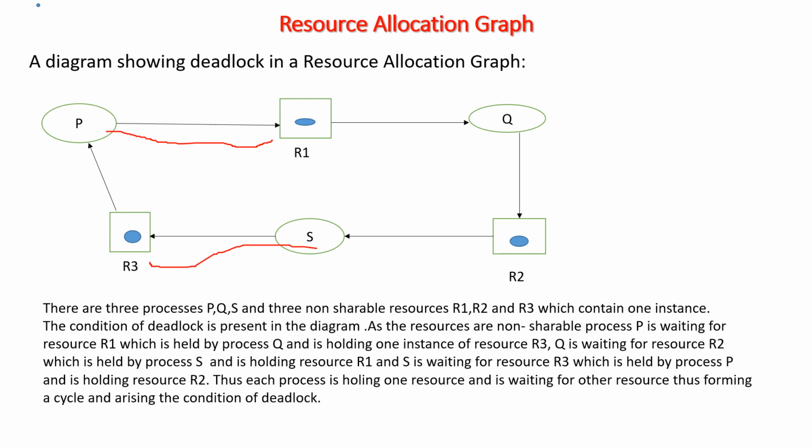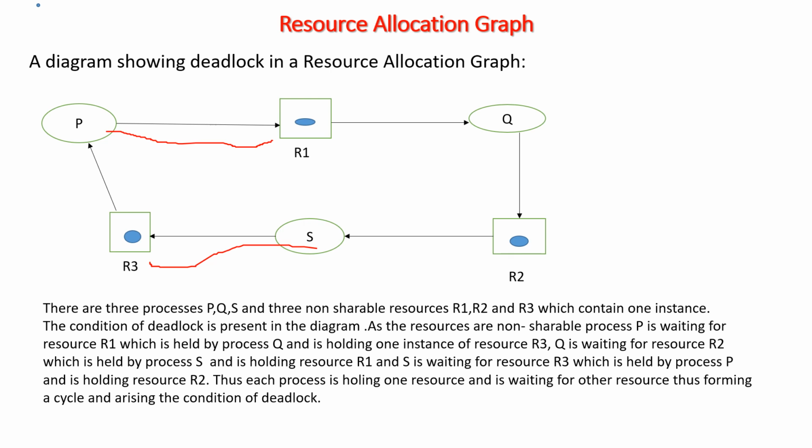In this way, we see that the hold and wait condition is satisfied, which is one of the conditions for deadlock. Process P is holding resource R3 and requesting resource R1. In the same way, process Q is holding resource R1 and requesting resource R2, and process S is holding resource R2 and requesting resource R3. We also see that it forms a cycle. The starting process is P and the ending process is also P.